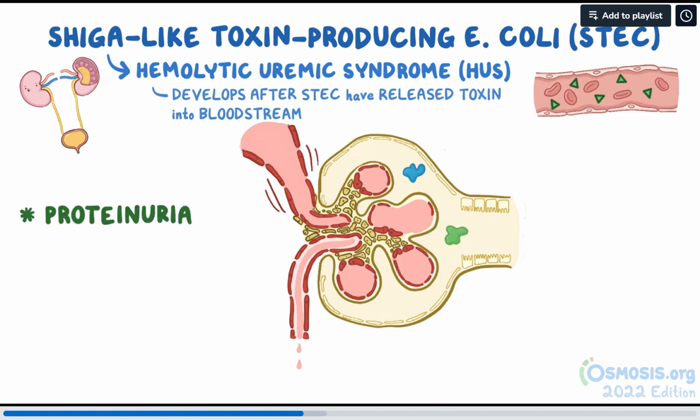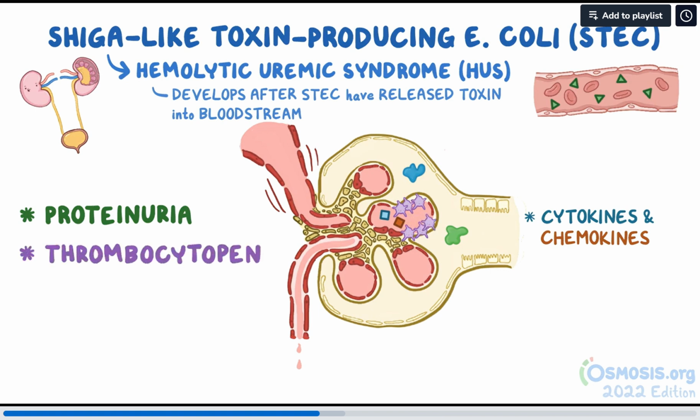The destruction of endothelial cells triggers an inflammatory process in which inflammatory molecules, such as cytokines and chemokines, are released. Cytokines and chemokines activate blood platelets and initiate the clot formation. As these platelets are used to form these clots, their number in the blood decreases, resulting in low platelets, or thrombocytopenia.